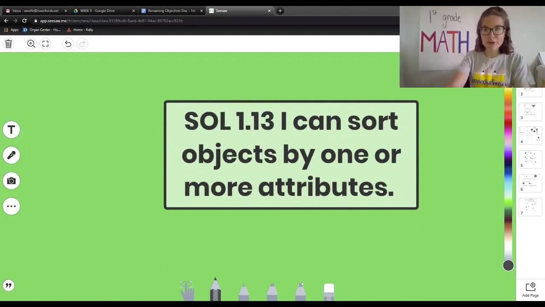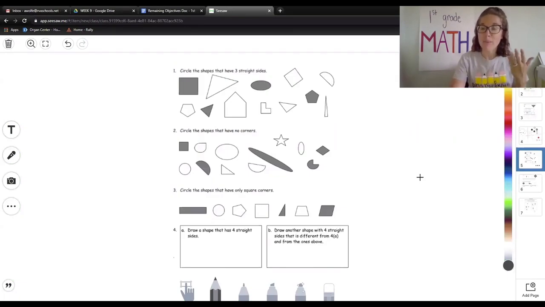Now, if you remember, we've been sorting buttons by what? Color, shape, size, number of sides. We sorted the buttons by the holes they have in them, all kinds of things. Hopefully last night you sorted something at your house. So we're gonna go ahead and get right to our practice set for this week.